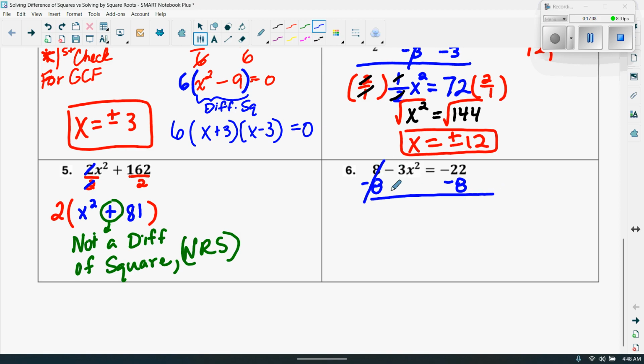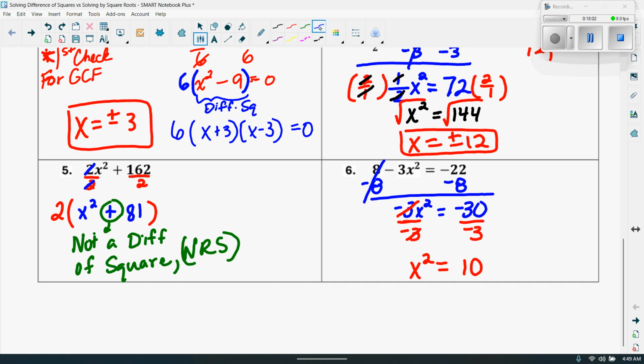When I do that, don't forget your sign here. So this is going to be a negative 3x squared equals a negative 30. Now to eliminate this coefficient of negative 3, you're going to divide by negative 3. And that's great because this now becomes a positive. So we got x squared equals positive 10.